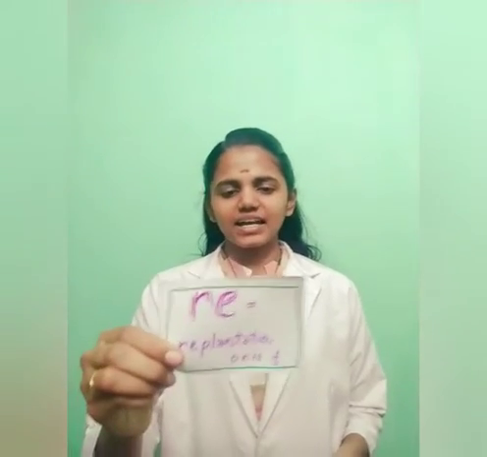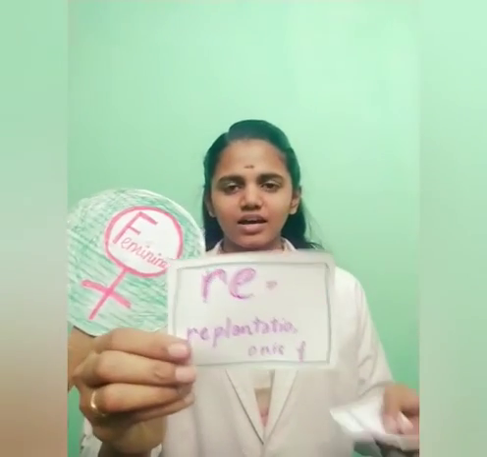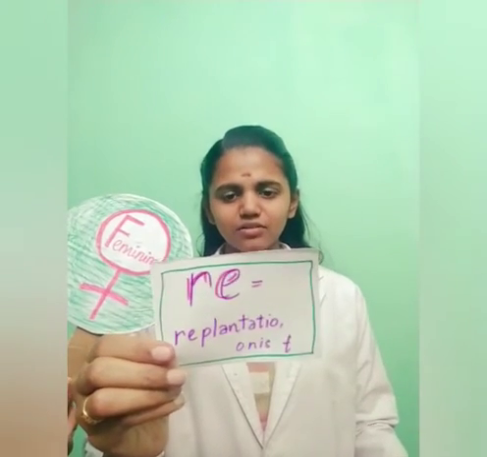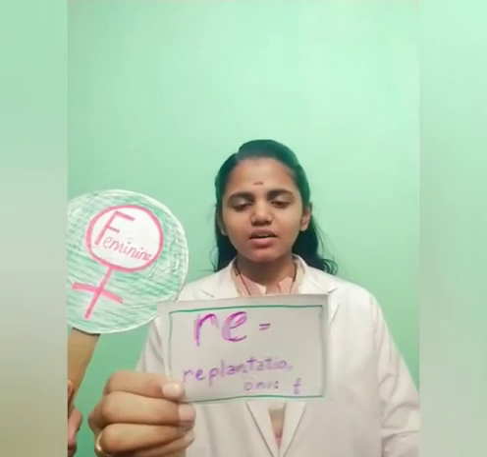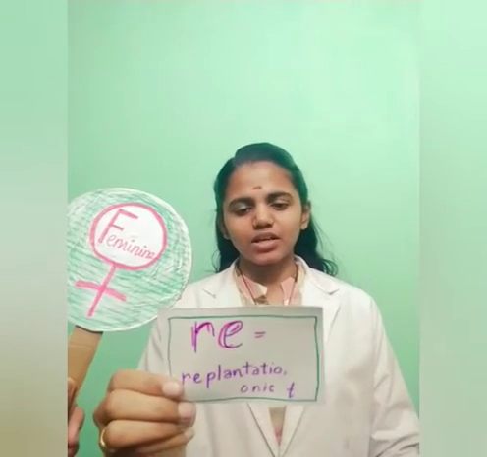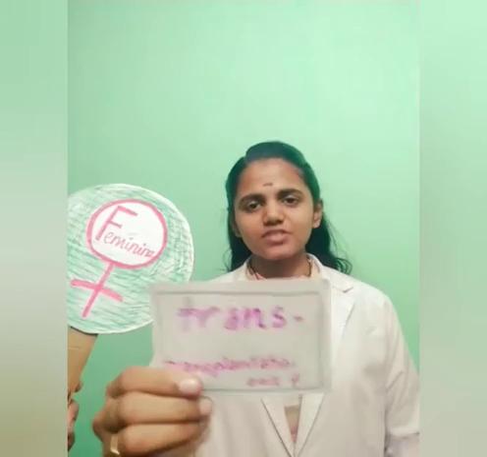The next is re. It means again. The word is replantatio, replantationis. In English, it means replantation, that is replacement of an organ that is separated from the body back to its normal position. And the last one is trans. Trans, it means through or across. Example is transplantatio, transplantationis. It is the operation of transfer of organ or a part of organ from one part of the body to other.